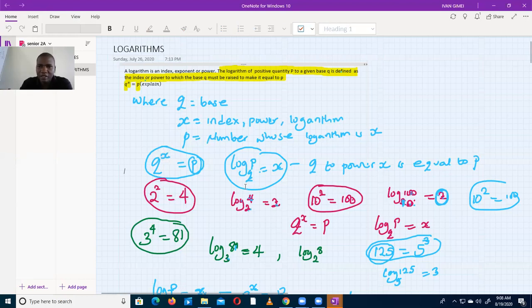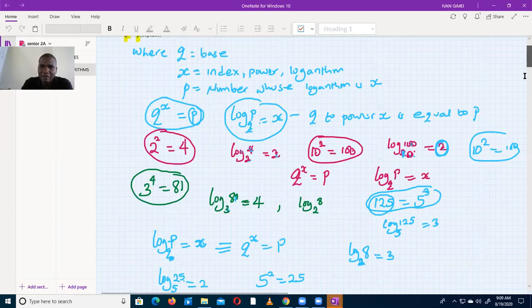Even here we say if we have 10 squared equals 100, then this 2, which is a power of 10, is said to be a logarithm of 100 to base 10. I think we understood this the other time. We said if you have 3 to the power 4 equals 81, then this 4 is said to be a logarithm of 81 to base 3. Even here we said if I have 125 equals 5 power 3, then this 3 is said to be a logarithm of 125 to base 5. So these are the things we looked at the other time.